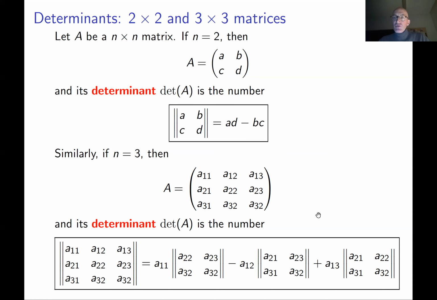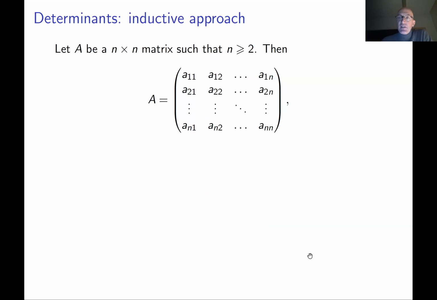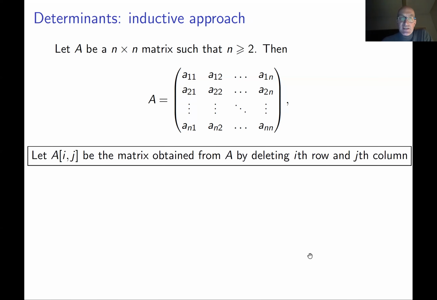Okay, you can use this pattern to define determinants inductively for square matrices n times n for any n. If you already know what the determinant of a 2 by 2 matrix is, you can define what the determinant of a 3 by 3 is. Using the same pattern, if you already know the determinant of 3 by 3 matrices, you can define determinants of 4 by 4 and so on. Okay, this is called the inductive definition of determinants.